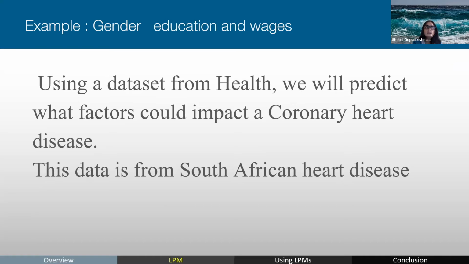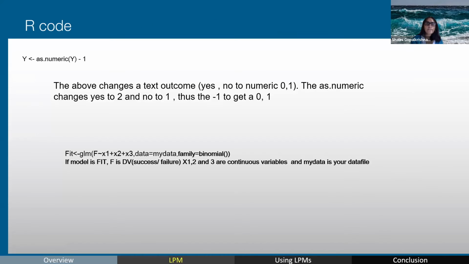So what have we learned so far? LPMs are projects where the outcome is a binary variable. Normally LPMs are used, but the better way is logit or probit models, and that's what we're going to do. In this, our outcome will be: did they get CHD? And we're going to use variables to check that.